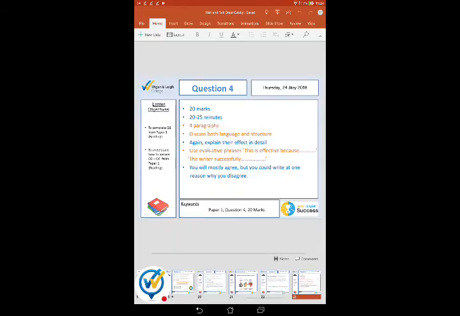Okay, so it's for 20 marks. Again, please make sure you save enough time. Most of the tutors are asking their students to do question 1 and then question 4. And it's to discuss both language and structure, as you can see, and I will put this on the VLE. You will mostly agree, as it says there, but you could write, as you and I have just discussed, this counter argument.